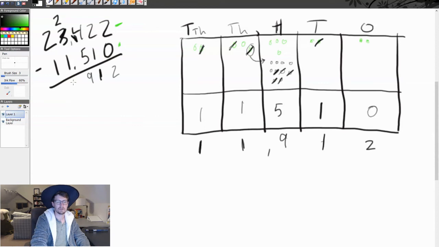Same thing over here. 2 minus 1 was 1. 2 minus 1 is 1. 11,912. Now we get the same answer. So a lot of times I have fourth graders ask me, well, then why do I have to use the place value chart?